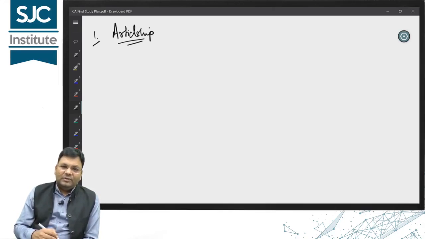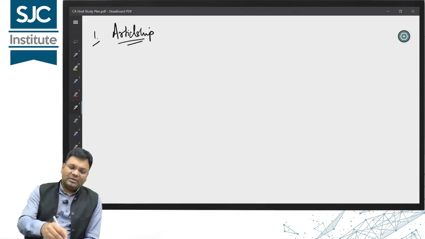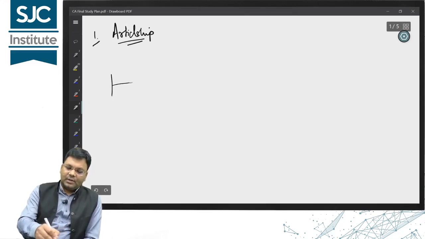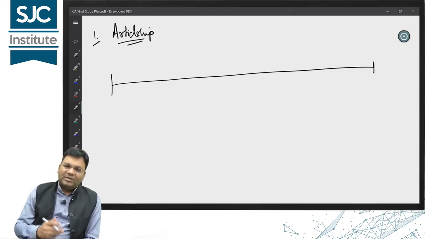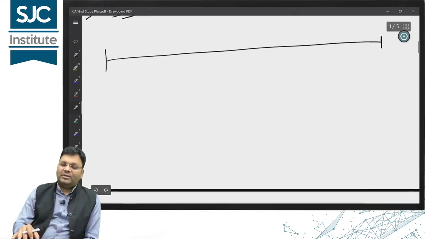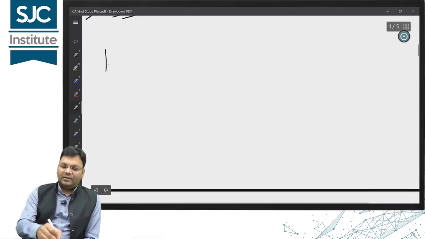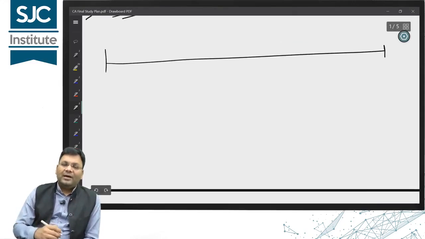as soon as possible, because as per the guidelines of the institute, only after passing CA Inter can you do the articleship, and as per the latest rules, you can start your articleship even after passing any group, either group 1 or group 2. So you can start your articleship after passing any group. Prefer that you start it only after both the groups.